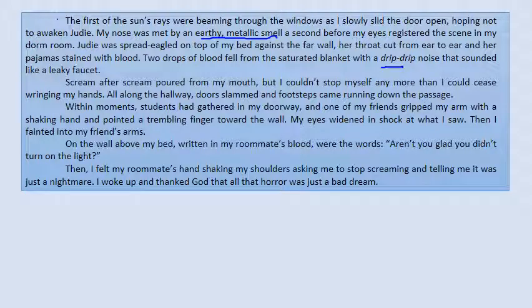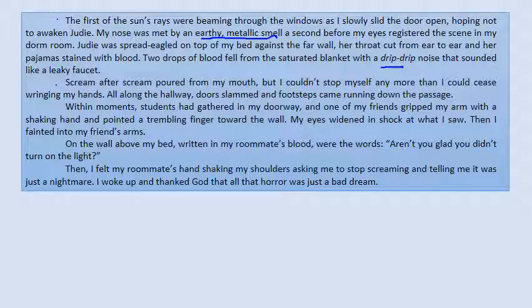So that drip, drip sound she heard the night before was the dripping of her friend's blood, which sounded like a leaky faucet. You know, when you leave the faucet a little open, it would make that annoying sound. Scream after scream poured from my mouth, but I couldn't stop myself any more than I could cease wringing my hands. You know, when you put your hands together like that, not knowing what to do.